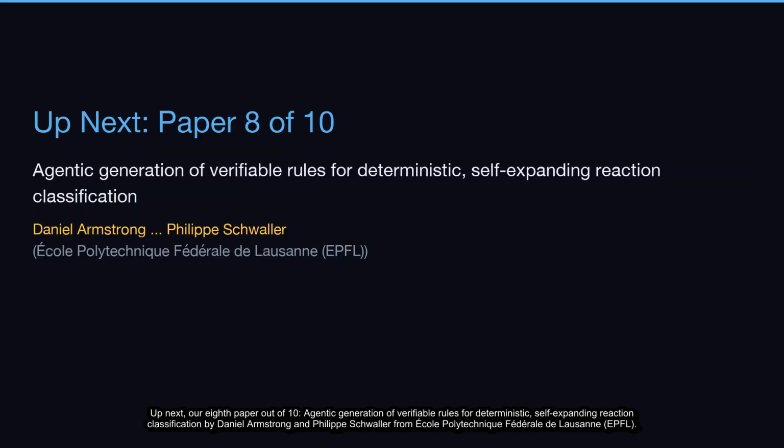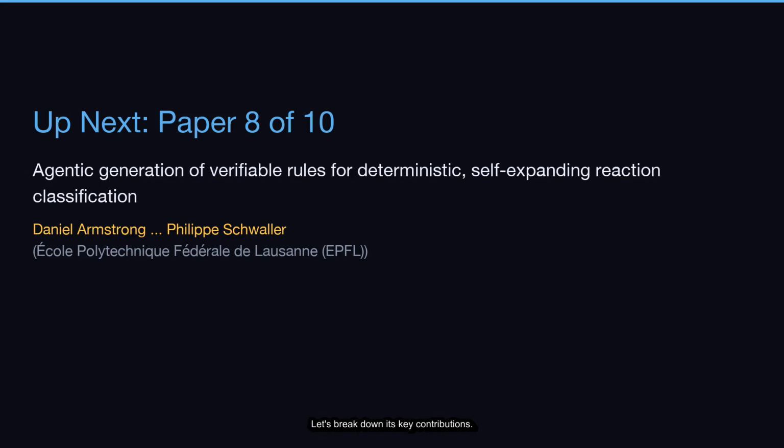Up next, our 8th paper out of 10, Agentic Generation of Verifiable Rules for Deterministic, Self-Expanding Reaction Classification by Daniel Armstrong and Philippe Schwaller from École Polytechnique Fédérale de Lausanne, EPFL. This paper presents a landmark application of LLM agents to a hard science problem, creating a novel, self-expanding system that directly tackles the intractable long tail of chemical reaction classification. Let's break down its key contributions.